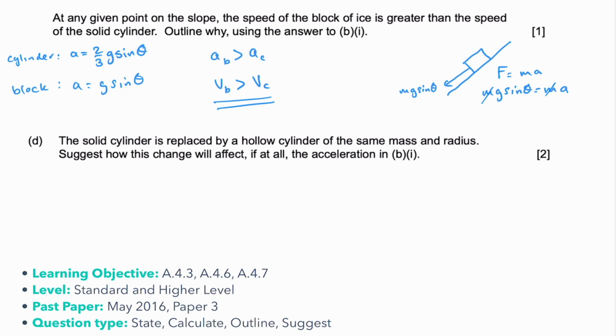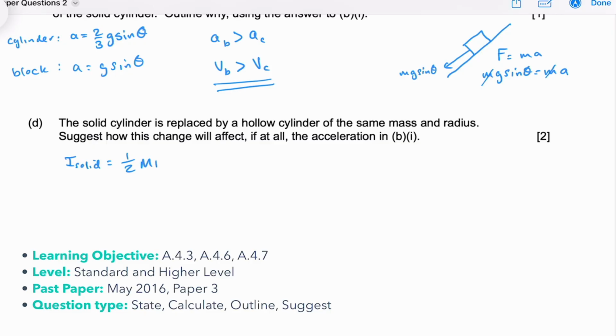D. The solid cylinder is replaced by a hollow cylinder of the same mass and radius. Suggest how this will affect, if at all, the acceleration in B1. Okay, the moment of inertia of the solid cylinder we were given, and it was 1/2 mr squared. Do you remember in step 1, I told you this really weird thing that the moment of inertia of something hollow is always greater? And in fact, you don't need to know the equation for this, but the moment of inertia of a hollow disk is actually mr squared. It's bigger than the solid one.